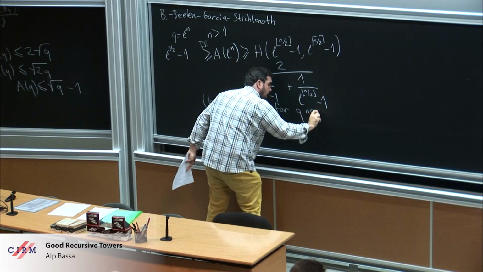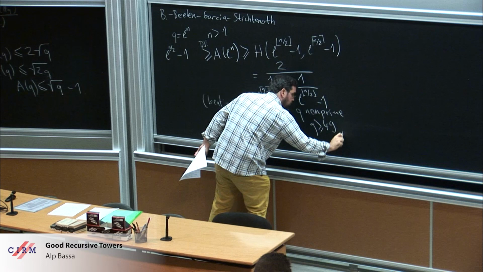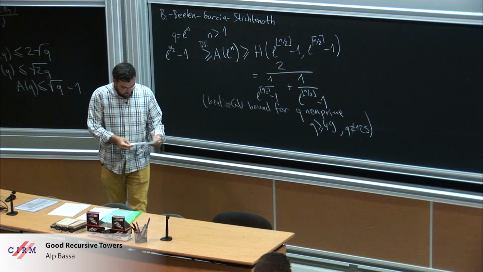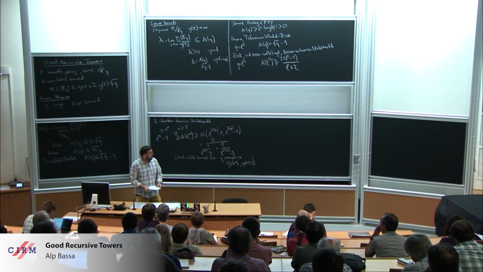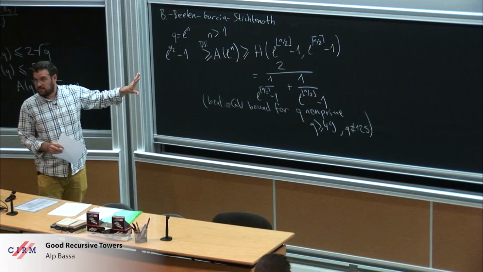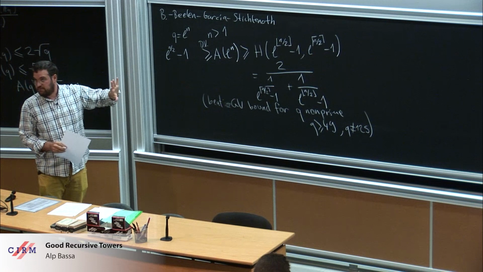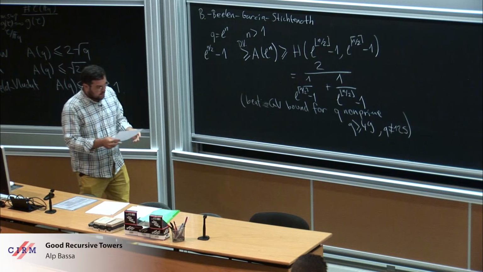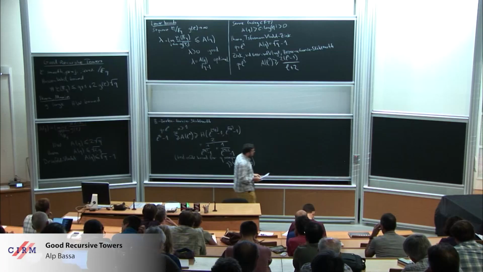And Q bigger than 49, but Q 125 does not work, unfortunately. Okay, so that's kind of the rough overview of the scenery. So you see there are various methods of coming up with these sequences of curves with many points. And I'll be talking today about recursive towers.